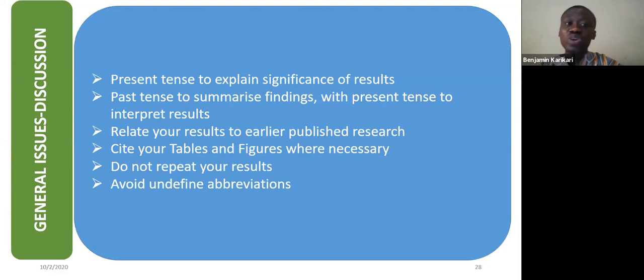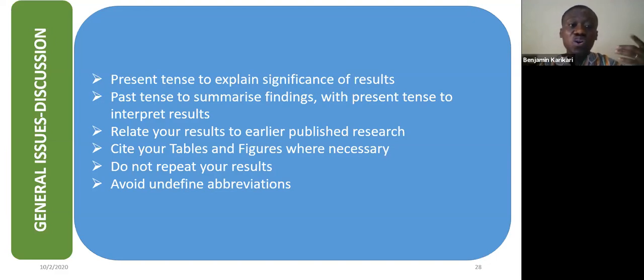Discussions. We use present tense to explain the significance of our results. Our study pinpoints that soybean yield is dependent on the availability of phosphorus. Okay, so you try to explain, you don't mix tenses. Also, we use past tense to summarize findings. Our study found that 25% of yield increment is as a result of P fertilizer application. So we should try not to mix tenses.